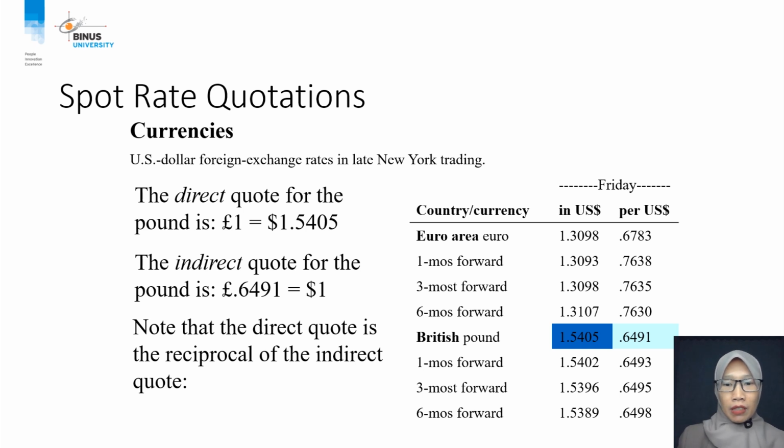And still we have the example of spot rate quotations. Let's have a look at the direct quotation for the pound: $1.5405 is equal to 1 pound. Meanwhile, an indirect quotation for the pound is 0.6491 pound per $1. Note that the direct quotation is the reciprocal of the indirect quotation.